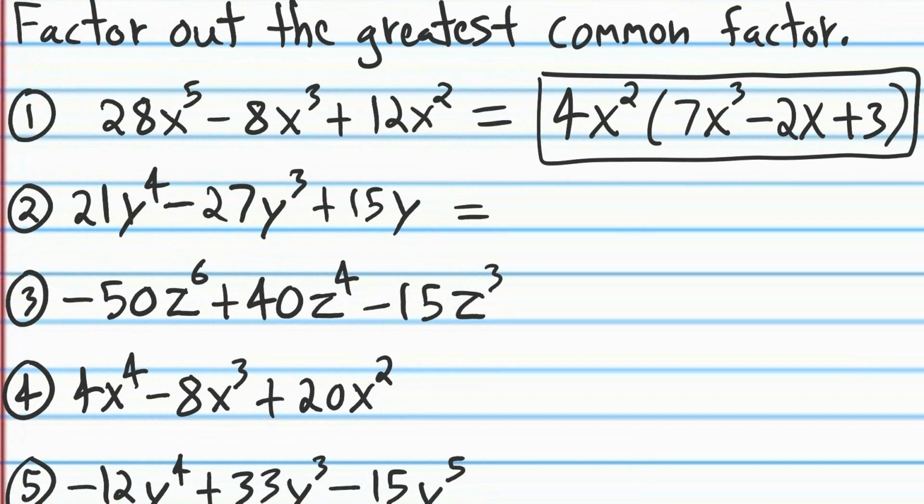What number goes into 21, 27, and 15? The biggest number that you can think of that goes into all those. The biggest number is, let's see here, I think it is 3.